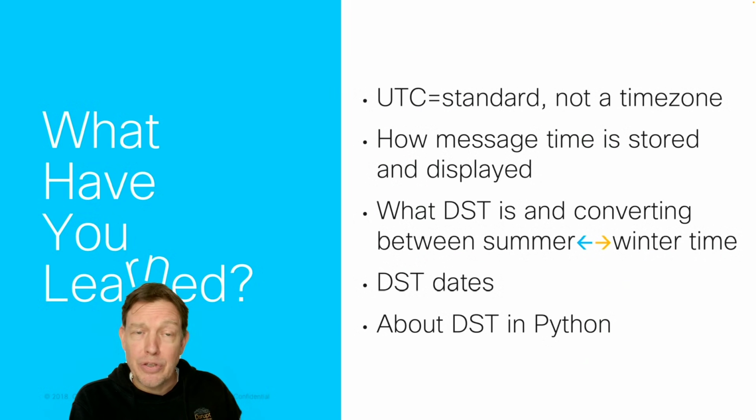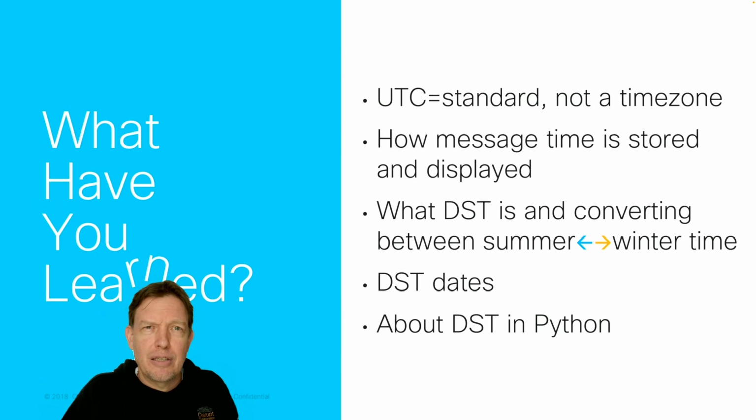So what have we learned? UTC is a standard. It's not a time zone. We've learned why it's important that messages or systems use UTC to store time and date, and what DST is, and how it's affected by DST dates and by different countries and different settings. Plus, what does that in Python and how can you deal with that?